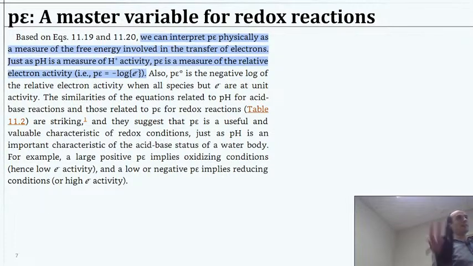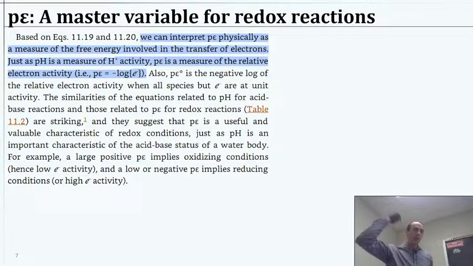Now, we don't actually use concentrations of electrons, and therefore we don't do activity of electrons, because we say that they don't exist free floating, right? Every time we're doing a half reaction, we have a counterbalance half reaction. We assume there are no electrons floating around. Maybe if we make a plasma, but that's not what we're dealing with. So PE standard is the negative log of the relative electron activity when all species except e are at unit activity, or activity of 1.